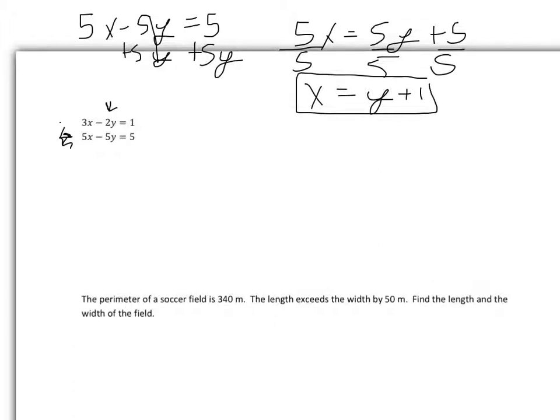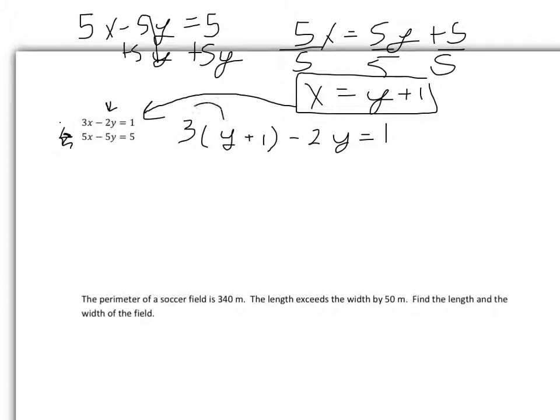Because we used the second equation to solve for x, that means we're going to plug this back into the first equation. Now, because we've isolated the x, wherever we see the x, we can write y plus 1. So we can write 3 times (y plus 1) minus 2y equals 1. Now it's time to solve this.